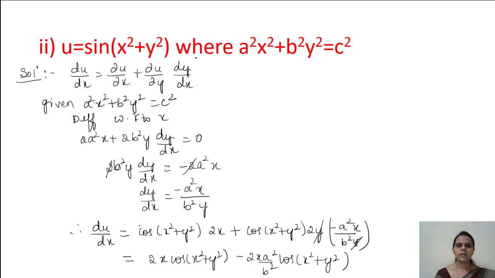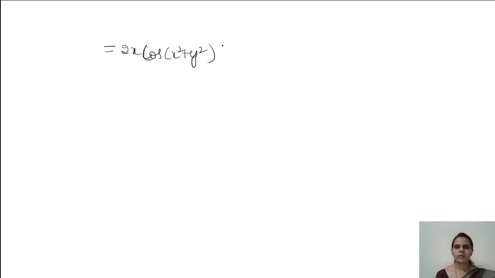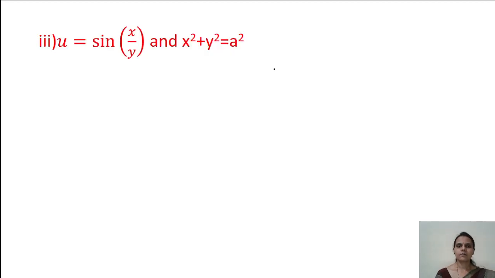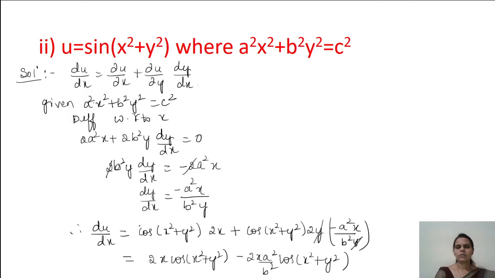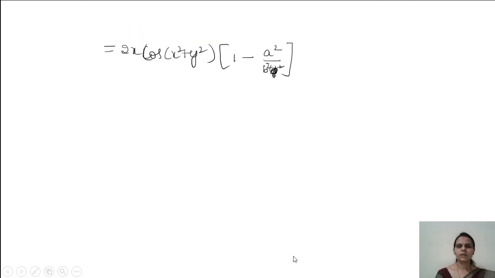So here we can take 2x into cos of x square plus y square common. The remaining terms are 1 minus a square by b square. This is the total derivative of u with respect to x.